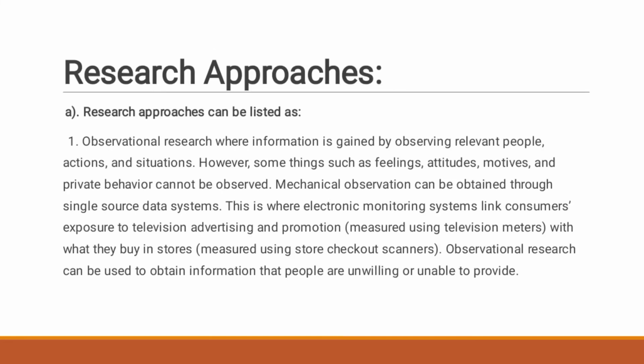Next one is research approaches. Research approaches can be listed as: first one, observational research, where information is gained by observing relevant people, actions, and situations. However, some things such as feelings, attitudes, motives, and private behavior cannot be observed. Mechanical observation can be obtained through a single source data system. This is where electronic monitoring systems link consumers' exposure to television advertising and promotion with what they buy in stores. Observational research can be used to obtain information that people are unwilling or unable to provide.